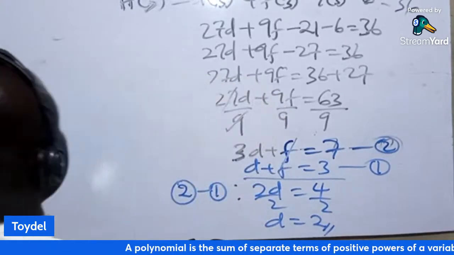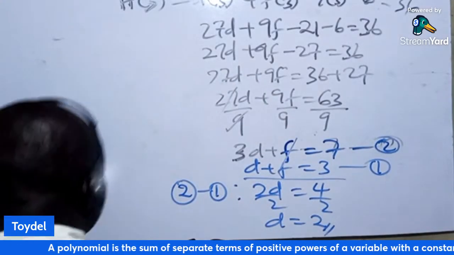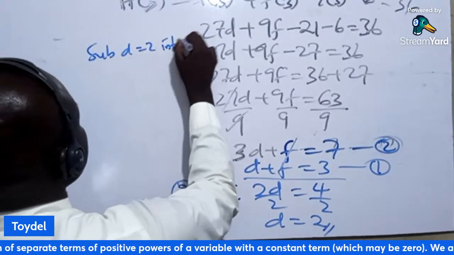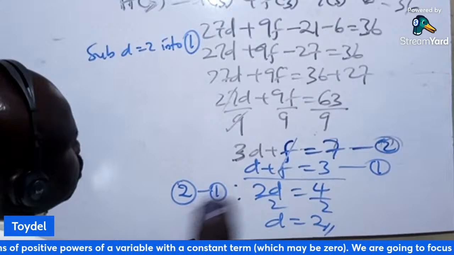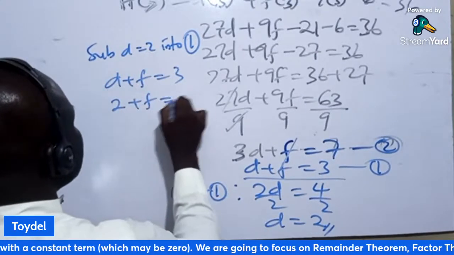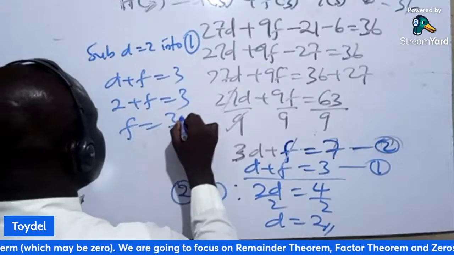So we have gotten the value of d. Once we know the value of d, then we can substitute. Just say substitute d is equal to 2 into equation 1. What is equation 1? d plus f equals 3. Then 2 plus f is equal to 3. f is equal to 3 minus 2.